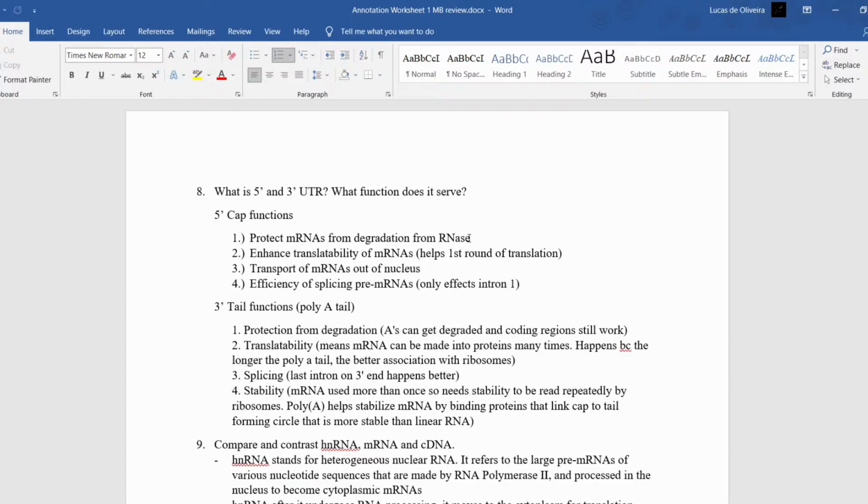There's an enzyme called RNase, and anytime you have "ase" at the end, that means it degrades. By having this cap, it's going to defend the mRNA transcript from being degraded by this enzyme. And this enzyme, RNase, is present everywhere, so having some way to protect the transcript from being degraded is nice. It increases translatability, so whenever the mRNA gets to the cytoplasm and interacts with the ribosome, the 5' cap helps the transcript be recognized by the ribosome and helps with that first round of translation, and I'll get into translation later. It aids in the transport out of the nucleus.